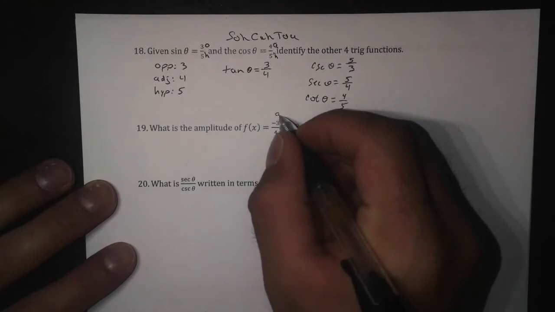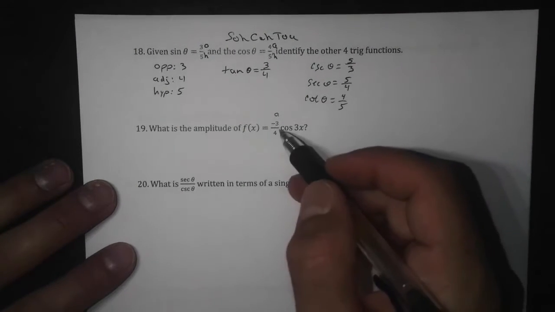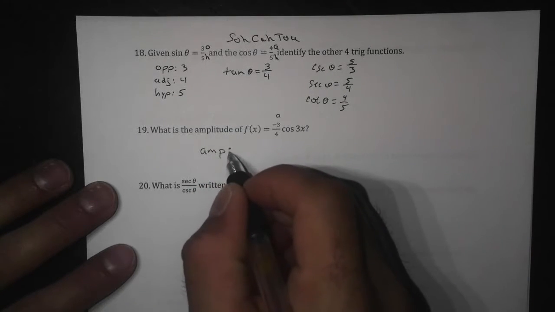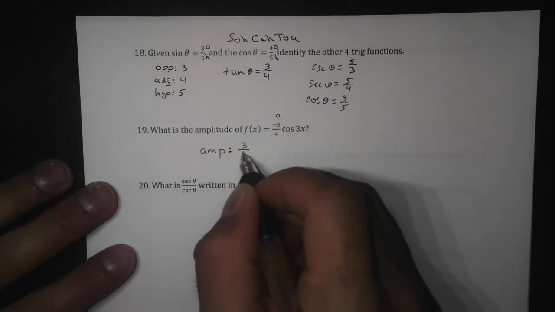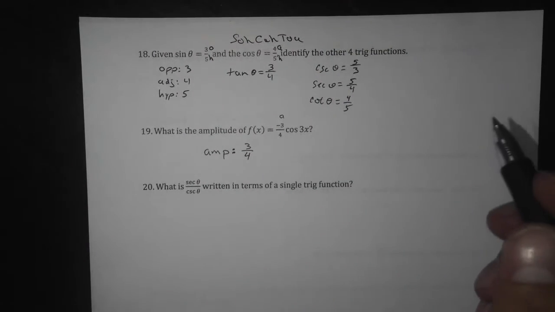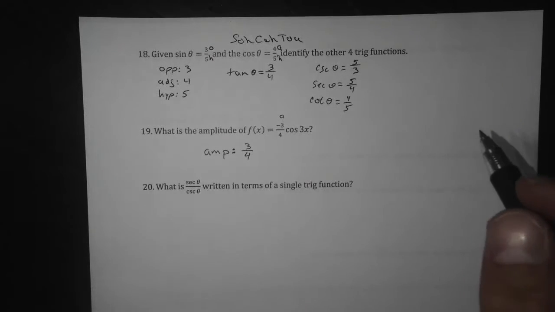Amplitude is the A value, which is pretty easy here. However, we have to remember it is always going to be positive. If we see it being negative, it's always positive. You have to remember that.